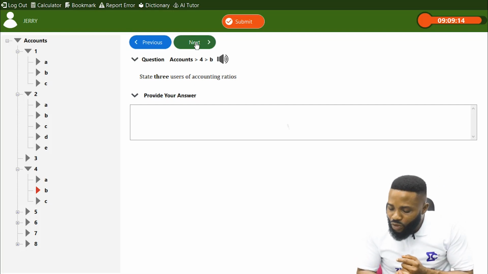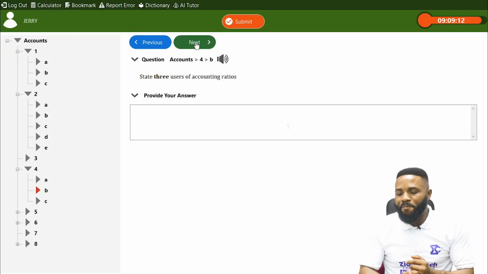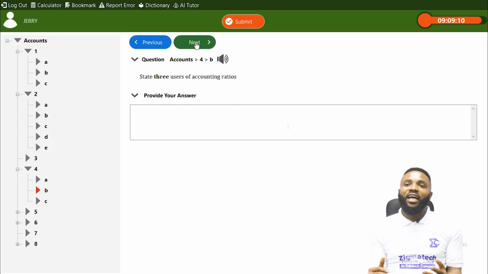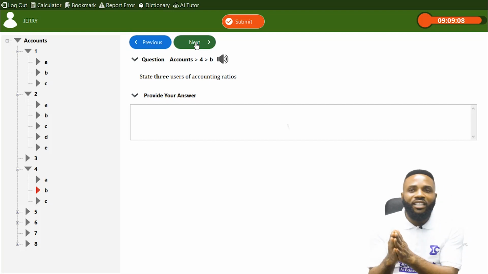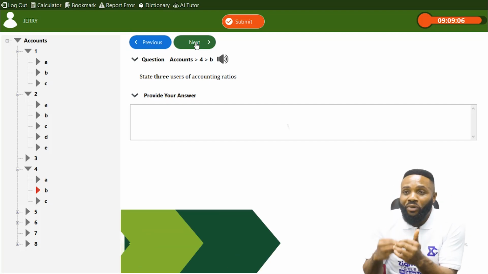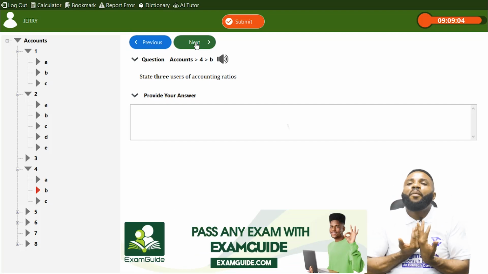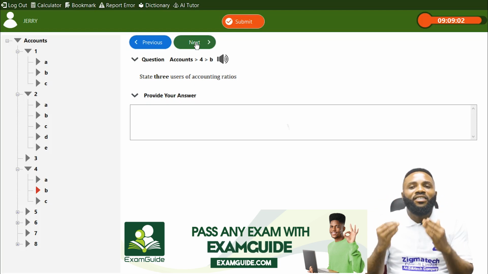Number two, there's what we call forecasting. I have already said that if you can understand trend, then you'll be able to forecast. You can be able to predict. Accounting ratio will help us to predict activities.